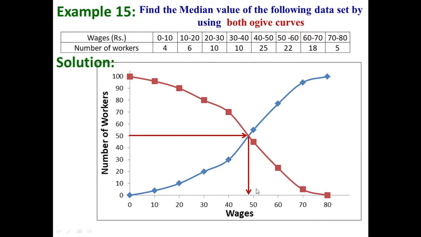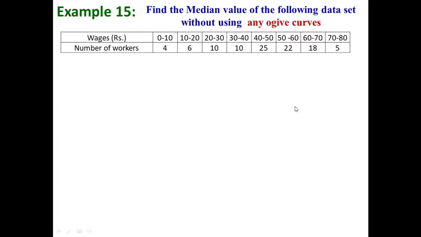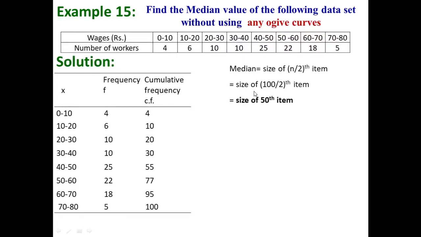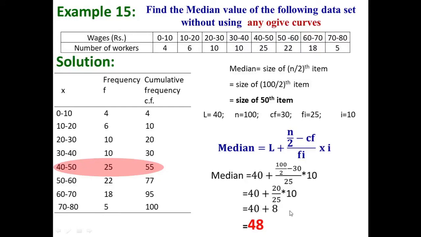So no matter whether we are using less than ogive curve or more than ogive curve, or using both the curves simultaneously, median will remain unchanged. I request you, please try to locate the median value with your traditional method where you use the formula for the continuous series, and I hope you will again get this same value.